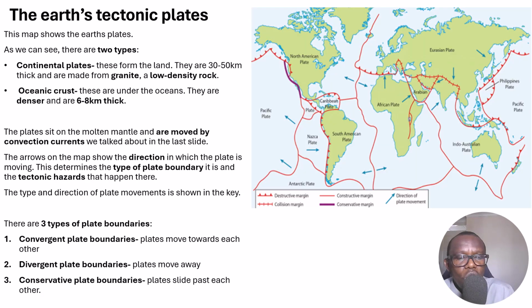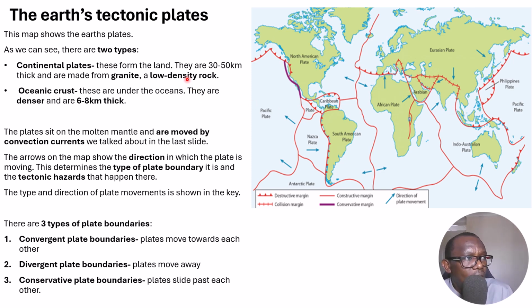So the next thing we'll talk about are the Earth's tectonic plates. We have a map here that shows those plates. And as we can see, there are two types of plates. We have the plates that occur over land, or that form on land, like the African plate here, the Eurasian plate, the North American plate, and the South American plate.